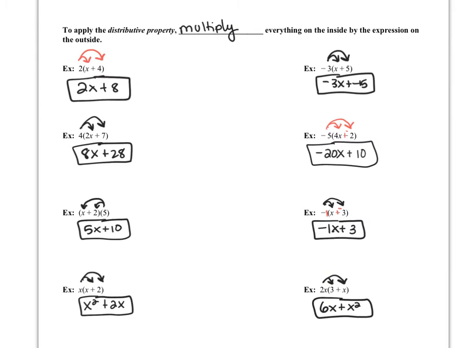Okay, so over here we have negative 3x plus negative 15, 8x plus 28, 5x plus 10. So we're still distributing 5 even though it's on a different side. In this example, we're really distributing a negative 1, so you can see I've drawn it in there in red. And I've also done keep change opposite. So it would be negative 1x plus positive 3. And then here I have x squared plus 2x, and then 6x plus x squared.